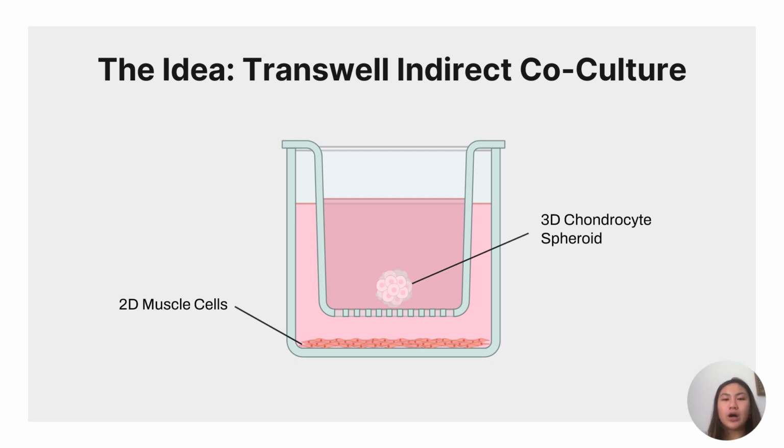And this model is much more physiologically relevant since it demonstrates the communication between these two tissue types without them being in direct contact with one another. Coculture often has these two different cell types together in a mixed population. And so in this way, we are able to study it in a more physiologically relevant way.